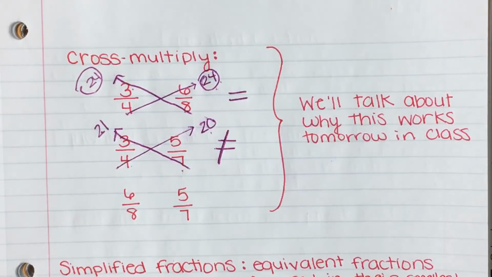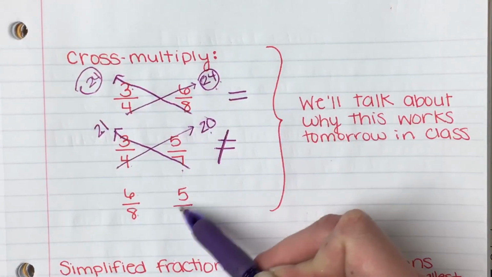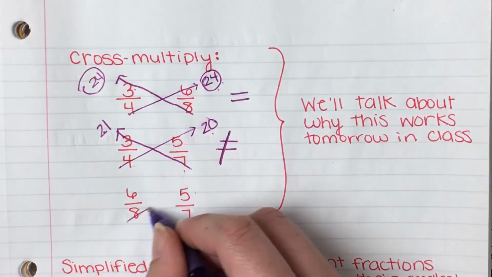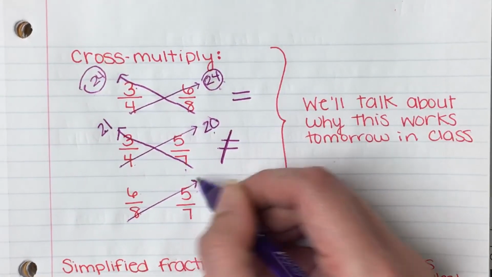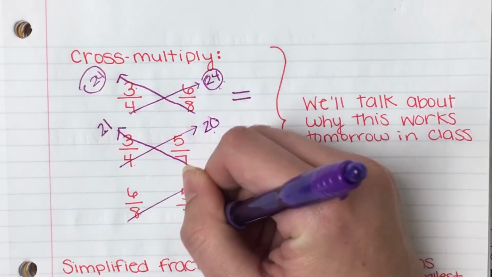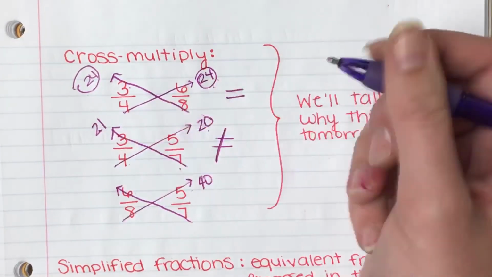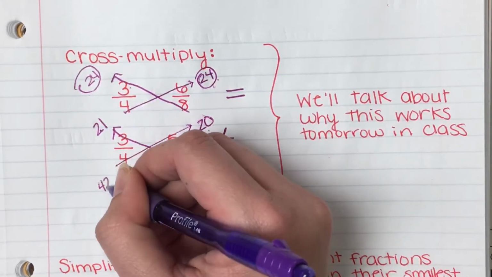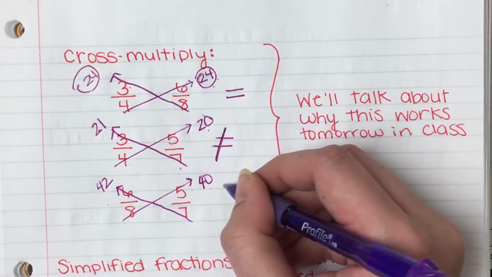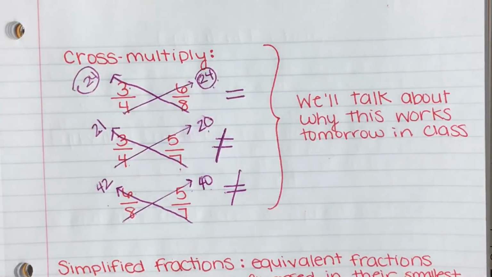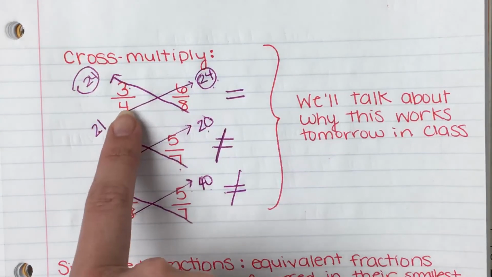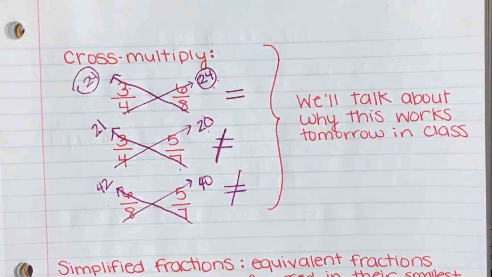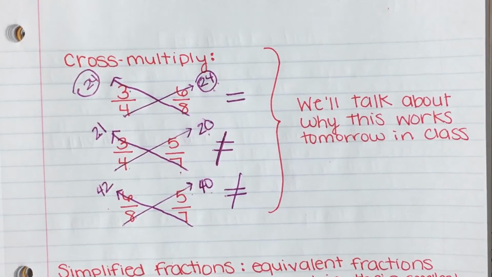They are not equivalent. And let's look at 6/8 to 5/7. Well, 8 times 5 is 40, and 7 times 6 is 42. 40 and 42 are not equivalent. The only fractions that were equivalent to each other were 3/4 and 6/8. And again, we're going to look at that tomorrow and talk more about why that works. But that is going to be a really important strategy for you moving forward. Press play when you're ready to begin again.